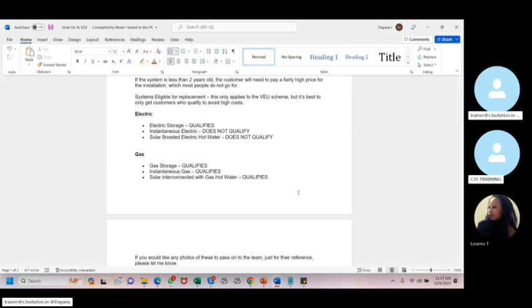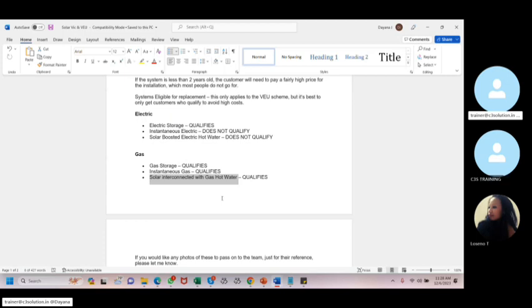But the only time the solar is eligible is if the solar hot water system is interconnected with the gas, then it is eligible. There is only one criterion when the solar is eligible, which is interconnected with gas. Understood? I'm telling you for your understanding, again, don't get confused. Why is it interconnected with gas?